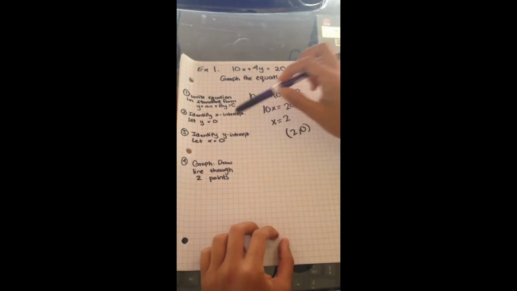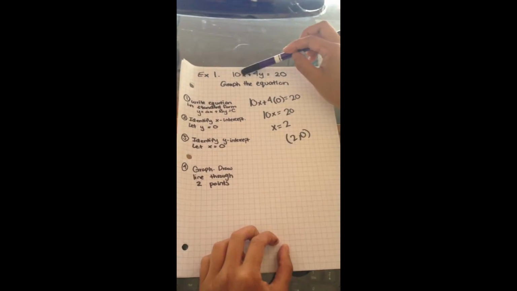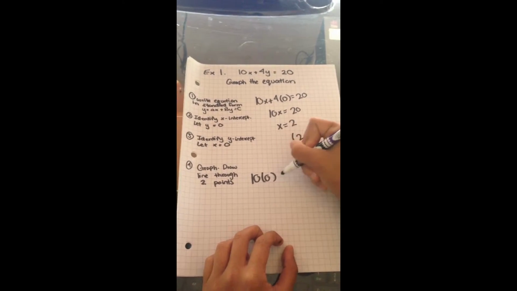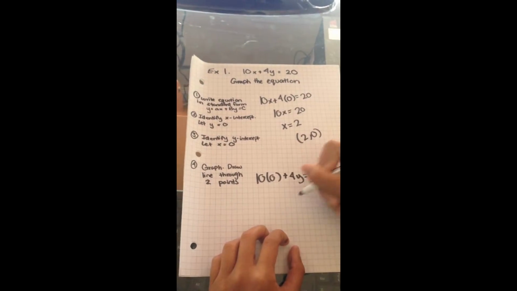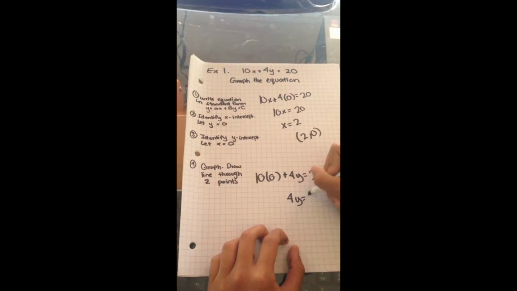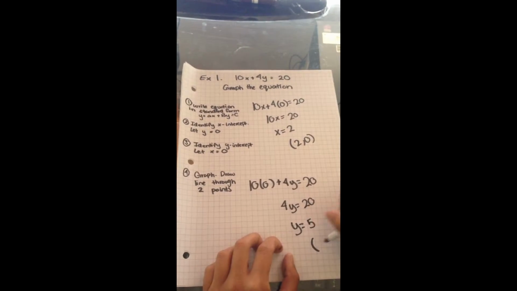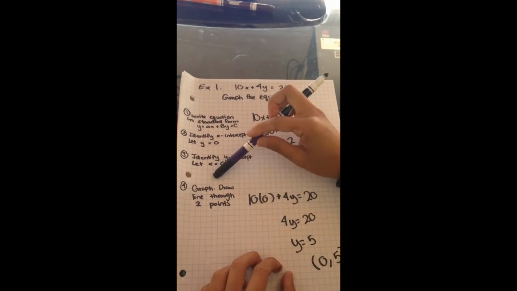Our third step is to identify the y-intercept. So let x equal 0. So now we have to substitute x to 0. So it'll be 10 times 0 plus 4y equals 20. So it'll be 4y equals 20. And y would be 5. So this is our second point in the graph. And our last step is to graph and then draw a line through the 2 points.